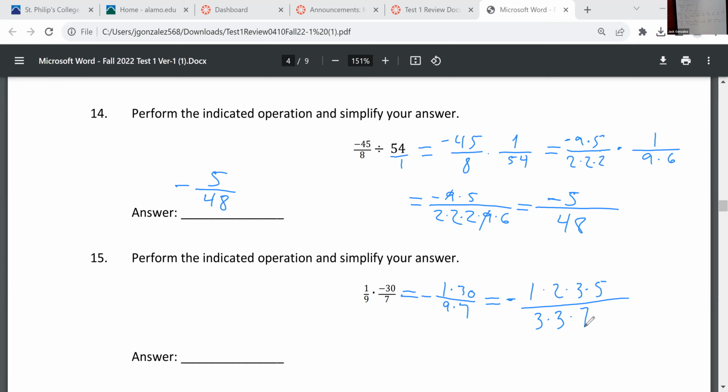It's just a 3, right? Just one 3. There's not another 3 to cancel. So with 1 times 2 times 5, that's 10. Since we already checked all the primes, reduced, simplified, we're good. Any questions on 15? Okay.